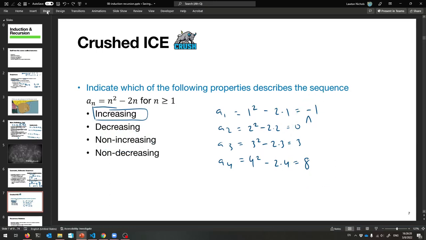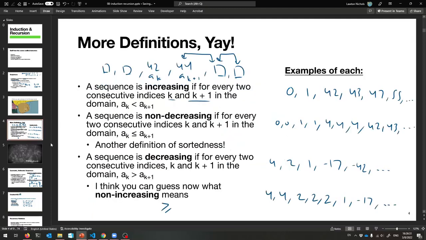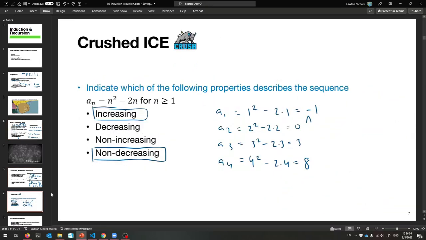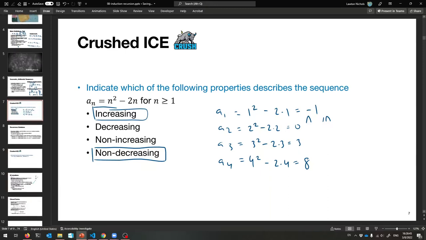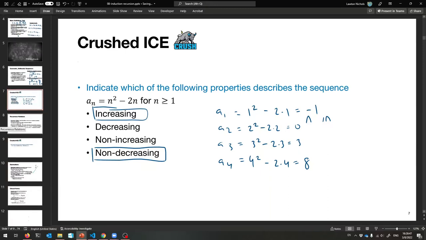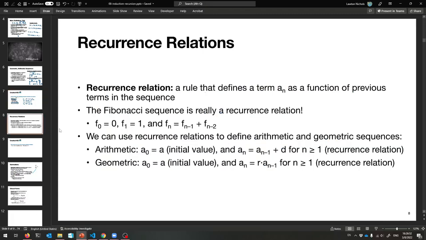Another option, though, a weaker form of increasing, is non-decreasing. So if it's strictly increasing, it's also non-decreasing, right? Because it's not getting smaller. Non-decreasing means the next element is greater than or equal to the previous. So it also satisfies that whenever it is strictly greater. So it's also non-decreasing, and those are the only two. Hopefully you got that. With that, let us talk about cooler ways to define sequences.